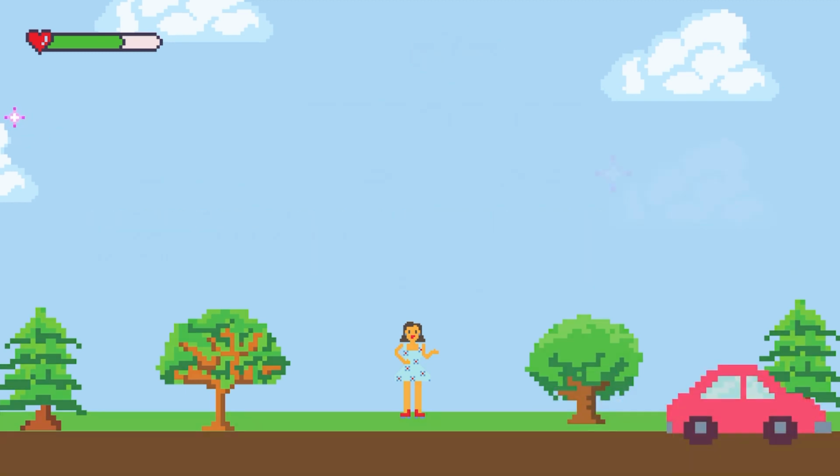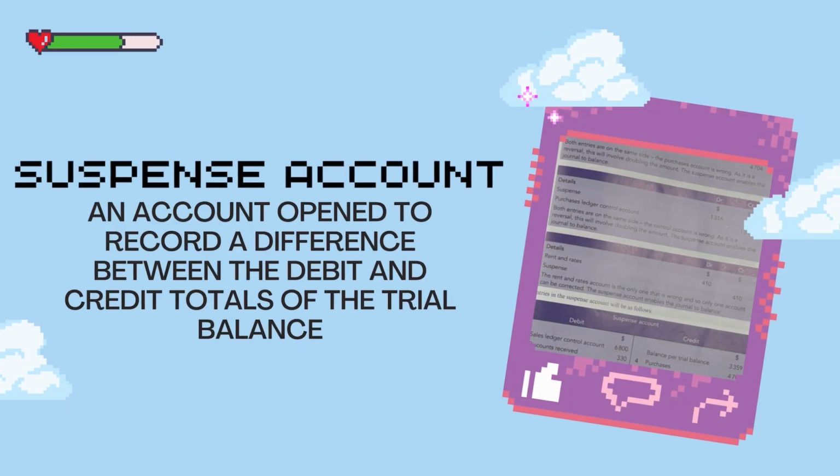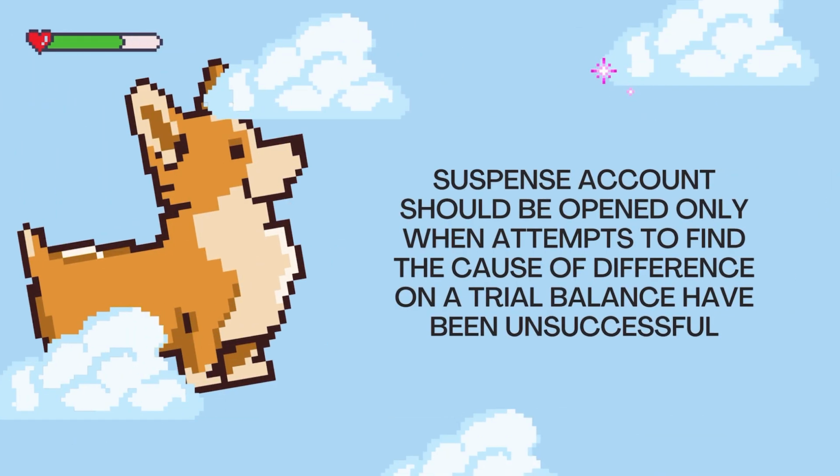Then Olivia saw something in the sky. What is that? Suspense account, an account opened to record a difference between the debit and credit totals of the trial balance. Suspense accounts should be opened only when attempts to find the cause of the difference on the trial balance have been unsuccessful.